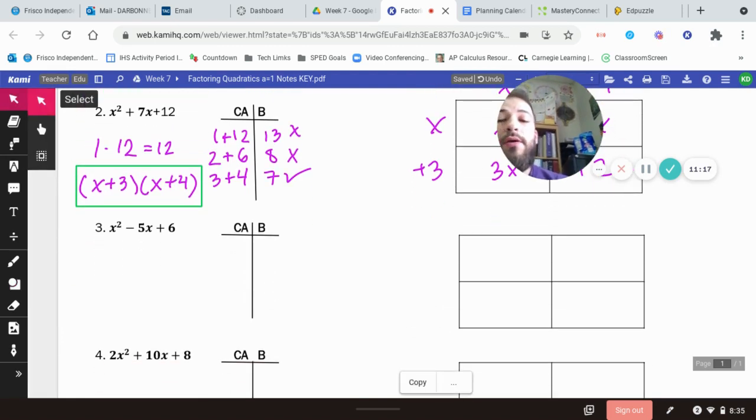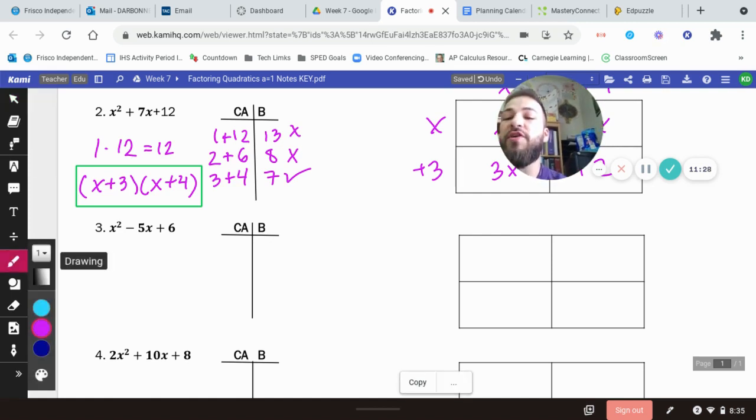So far, so good. Okay. Number 3, we have x squared minus 5x plus 6. Okay, so this one's a little bit different. All of a sudden, we have a negative in the middle. So we'll talk about how that might affect some things. But let's start out with the first part first.